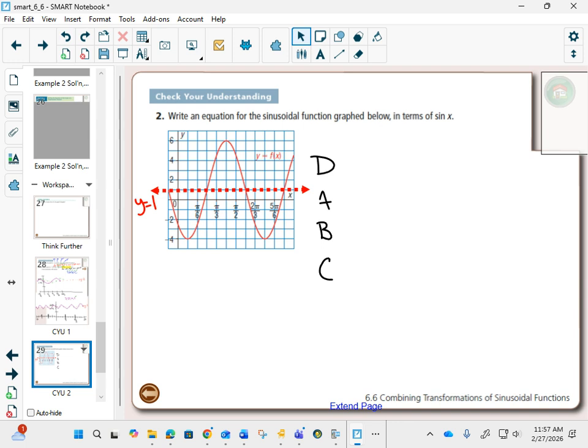That would be scary. So we now know the D value has to be 1. And in figuring out the D value, we already figured out what the amplitude is. Do you see that your amplitude has to be 5?